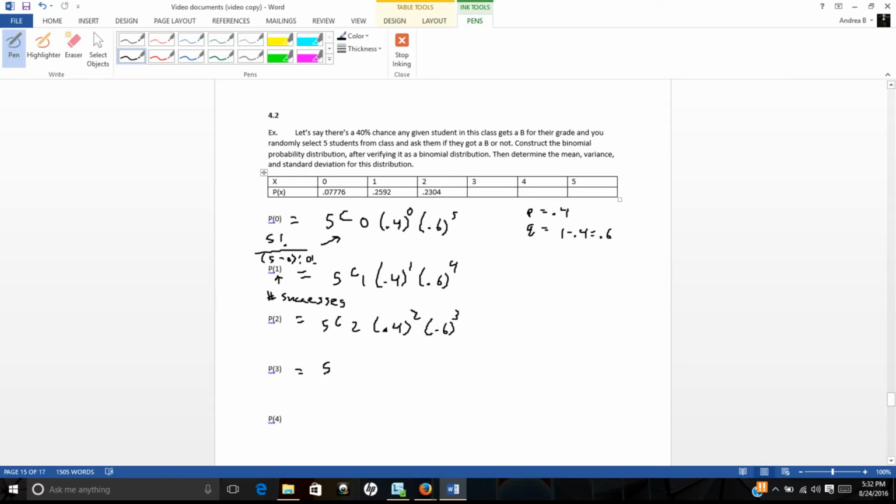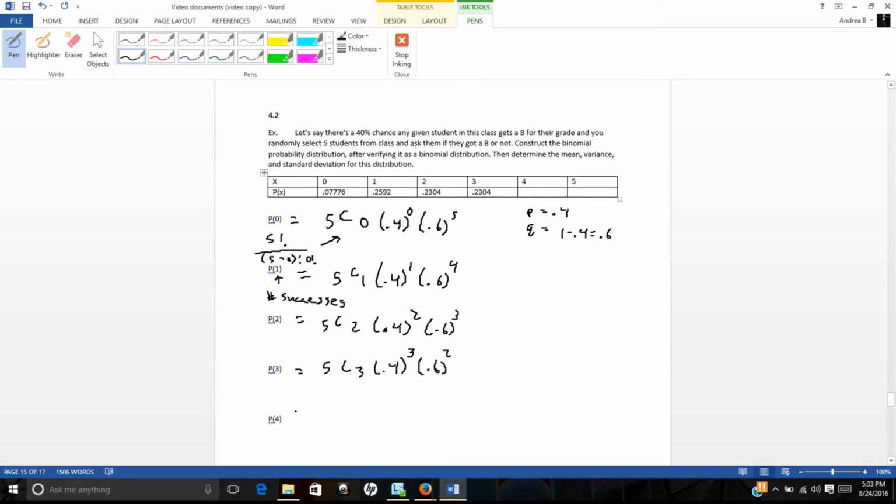Here for the next one, we'd have 5C3, 3 successes in this case, so we'd have 0.4 to the 3rd. And you will need to remember this formula and how to use it for your tests and quizzes. And then 0.6 to the 2nd power. Whenever you calculate that there, you should get about 0.2304 for that one.